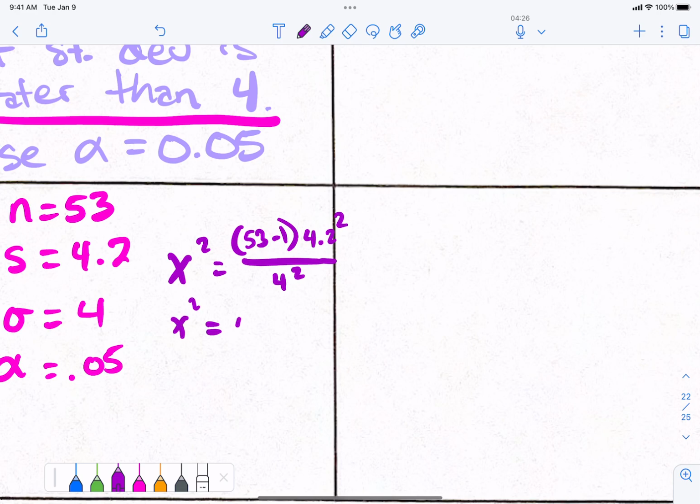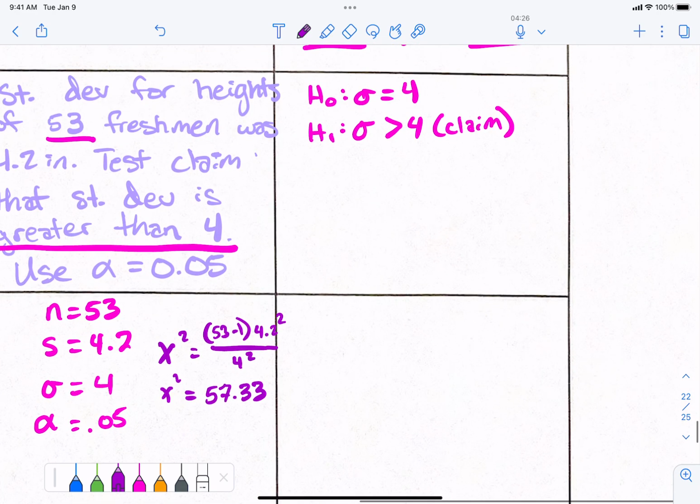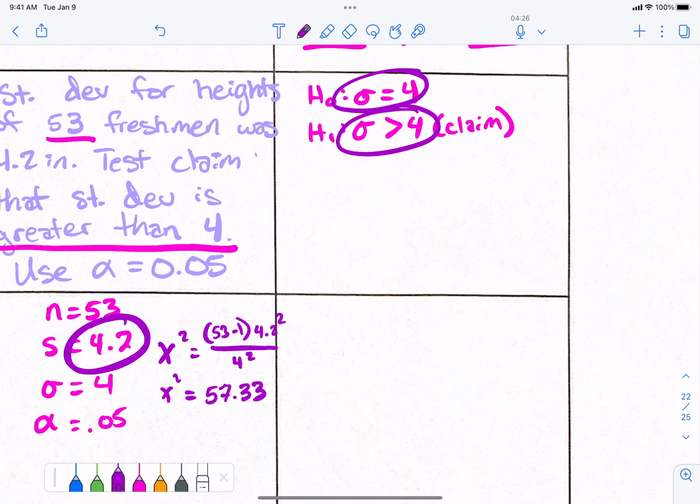57.33. Our chi-squared value is 57.33. Okay? All right, now, what we're testing for our hypotheses is we want to know if 4.2, which is our number, if that's equal to 4, if that's greater than 4. I get 4.2 is greater than 4, but is it big enough to say that everybody's sample would be bigger than 4, right? Like, is 4.2 far enough away to say that that would be true, right? That's what we're really looking at, okay?